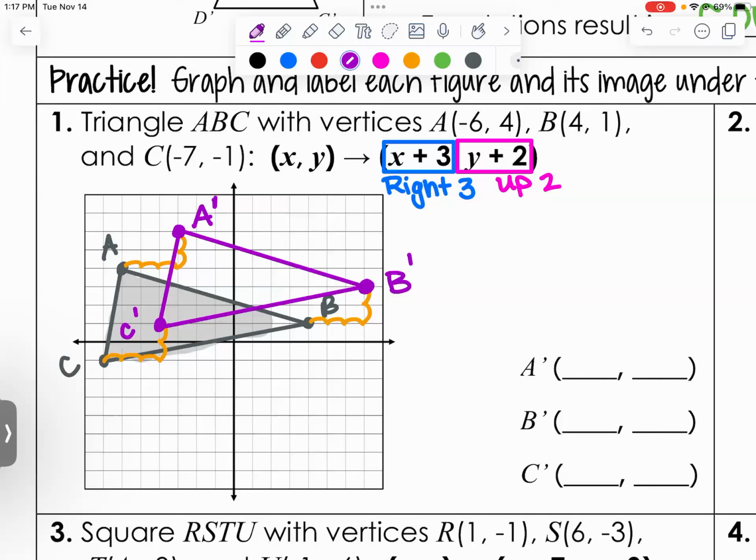Oh, the coordinate. -3, 6. Okay. Coordinate B prime looks like it's the coordinate 7, 3, because from the origin, we would have to count 7 to the right and up 3.